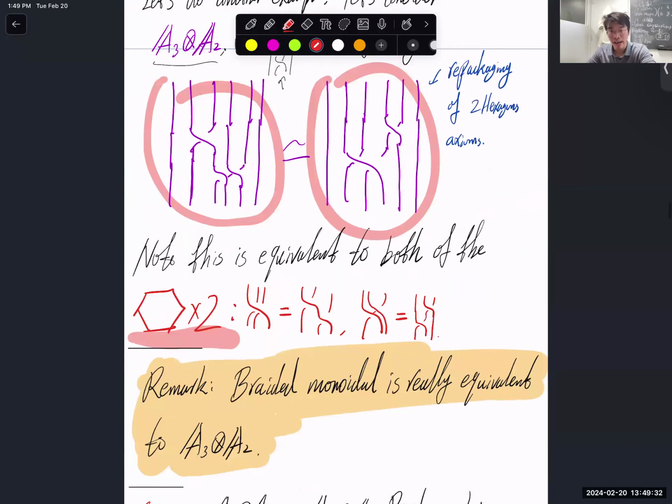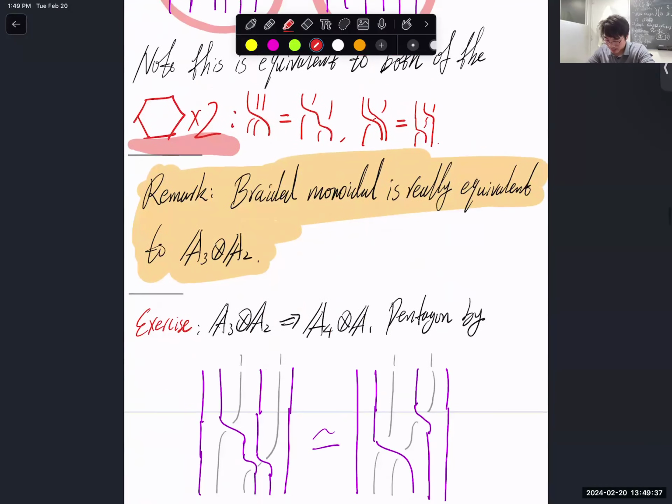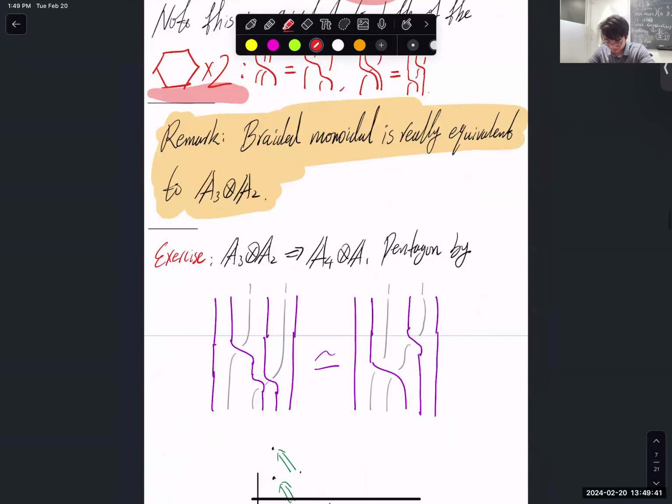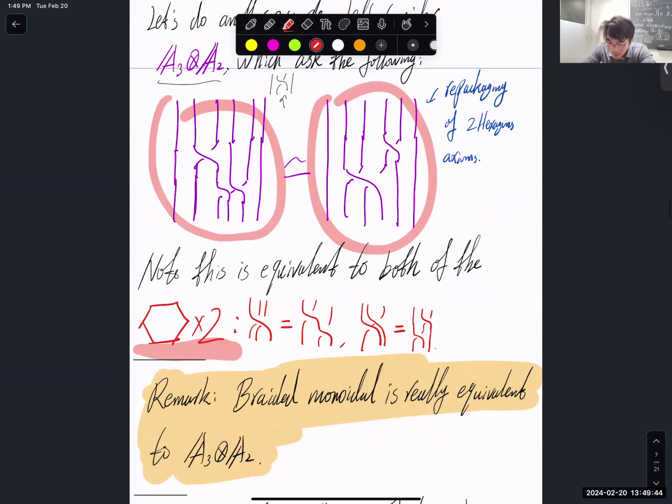And by the way, that's a remark: a braided monoidal structure is just an A3 tensor A2 structure. That's something we use in the paper mentioned above. Let me show you how. Sorry, I didn't write it down below, but the idea is very simple. All you have to do is plug units into some of these strings.